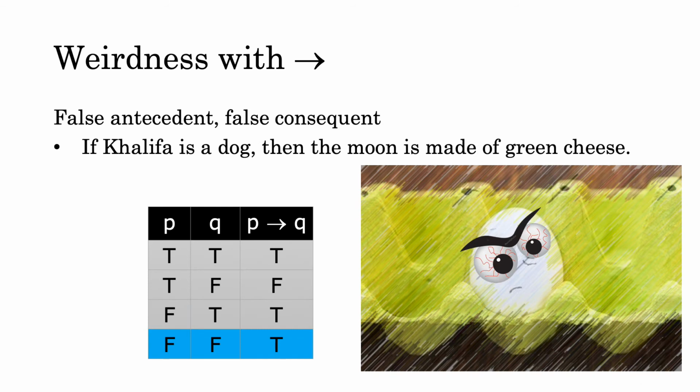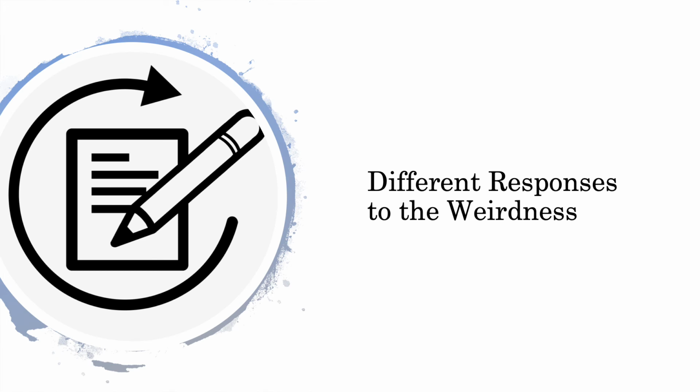As you might have guessed, the weirdness doesn't stop there. If we go to the fourth row, where both the antecedent and the consequent are false, we end up getting weird conditionals there too. Here's just one example. If Khalifa is a dog, then the moon is made of green cheese. It's false that I'm a dog, it's false that the moon is made of green cheese, and the conditional is also super weird. So we do see that there's a mixed verdict when it comes to representing if-then statements in English as the material conditional in logic.